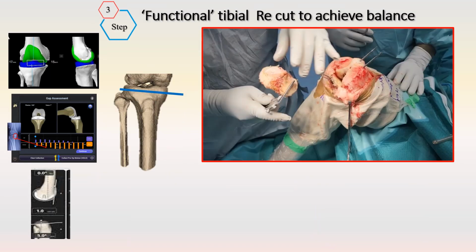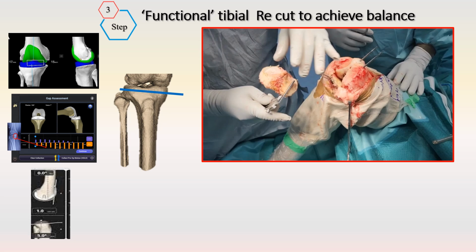We now move on to step number 3, which would be to achieve a functional tibial recut of the tibia to achieve balance and thereby avoid any soft tissue release. This step is again very straightforward when you use robotics. With the robotics, we now know what is the medial gap and the lateral gap. So we play around with the tibial cut so as to make sure that the gaps are equalized and we will not need any release. So this is very straightforward with robotic platforms.